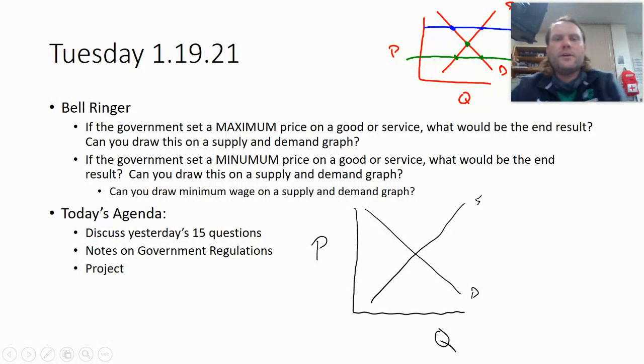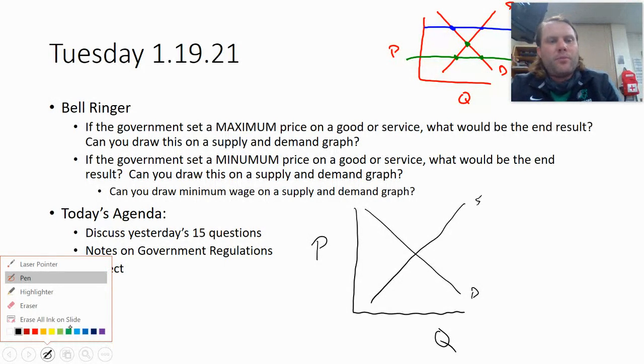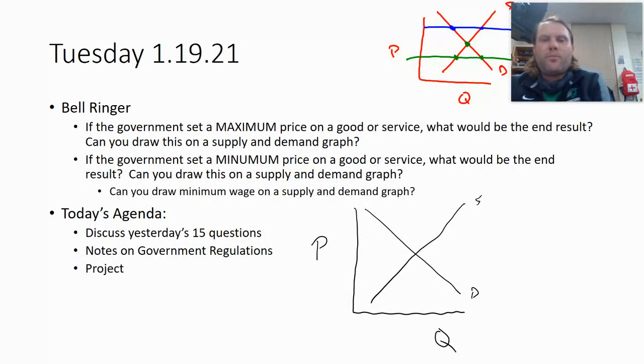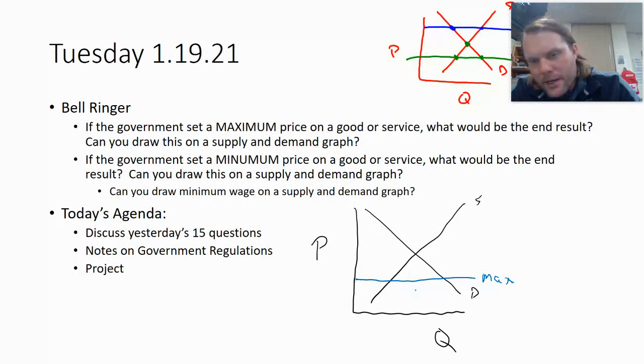Now, if you're going to draw this, a maximum price, remember, is a situation where the price can't go higher. So your maximum price, which we're going to draw on your notes in a second, is actually going to be below the equilibrium price, meaning that I want the price to go up, but I am stuck, right? That's going to give us a quantity demanded and a quantity supplied. We're going to talk about that in a second.